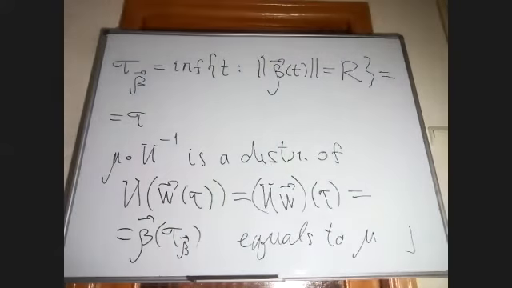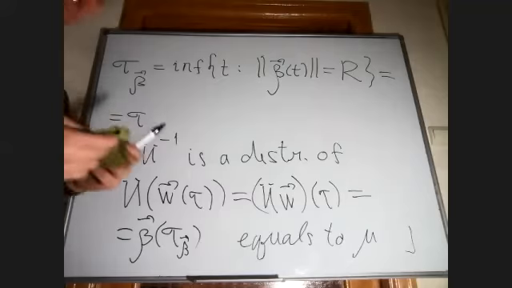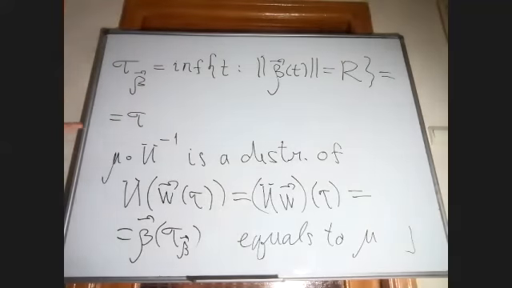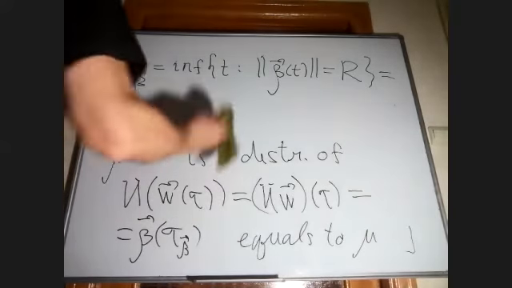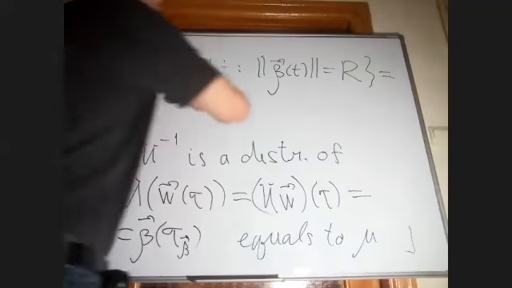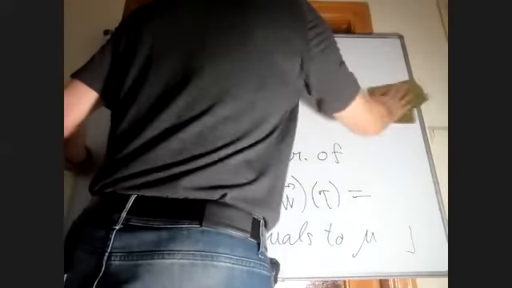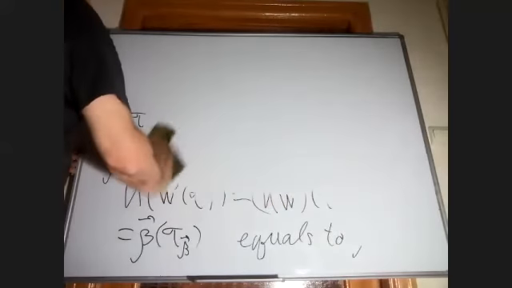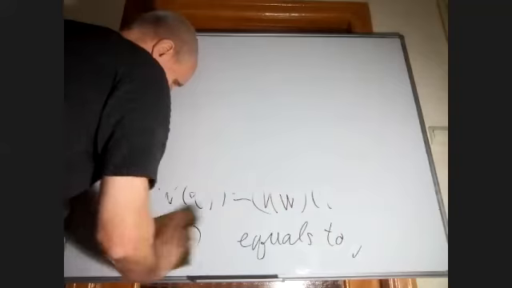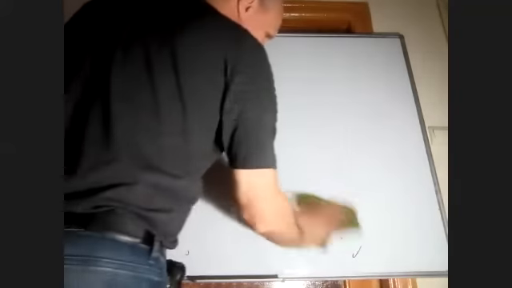You see, we showed that our distribution on the sphere is invariant under rotation. We already can guess what this distribution is, and maybe everybody expects that mu will be a uniform distribution on the sphere. It is true. Mu is a uniform distribution on the sphere.